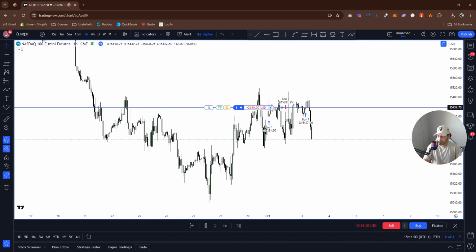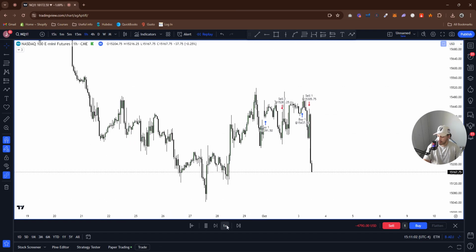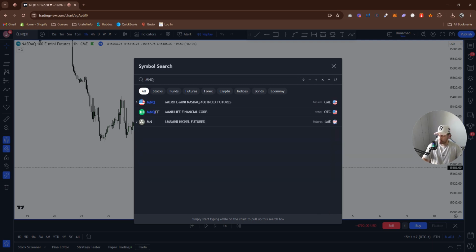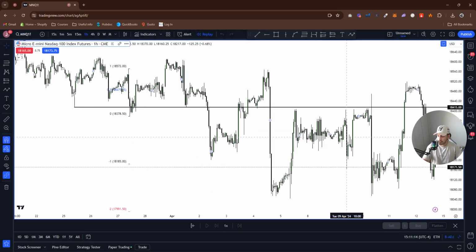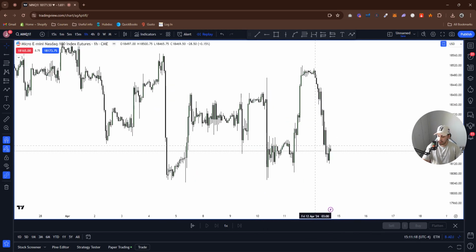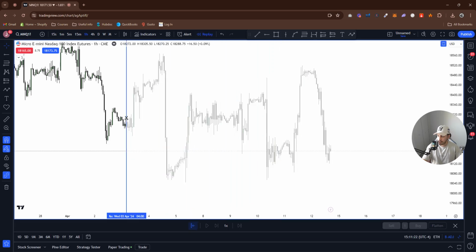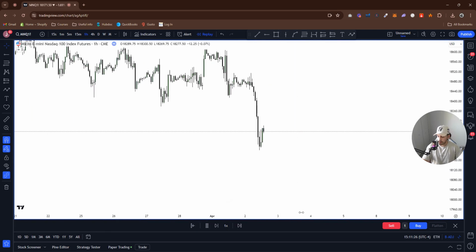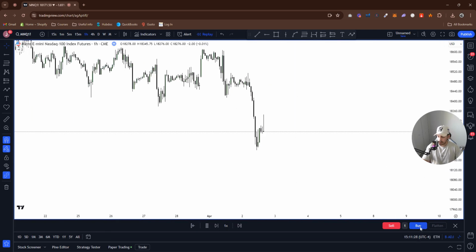If you want to go into the micro contracts, meaning it's a tenth of the size of the mini contracts, which we'll get into later, you can. Again, you'd have to reset it here. And let's see, let's do something random here. Let's just play it out. You can, again, mess around with the buttons right here.